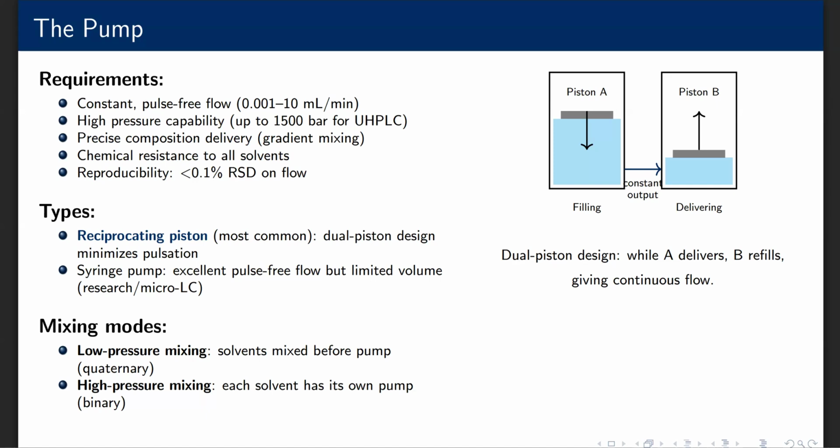Look at the diagram on the right. Two pistons operate 180 degrees out of phase. While piston A delivers solvent, piston B refills. This gives essentially pulse-free continuous flow.